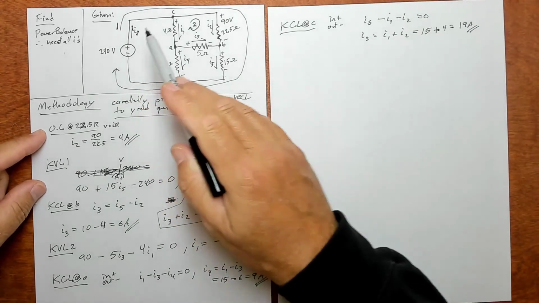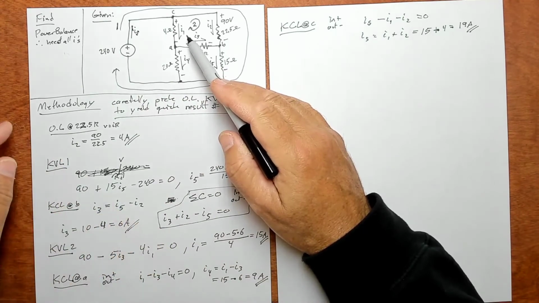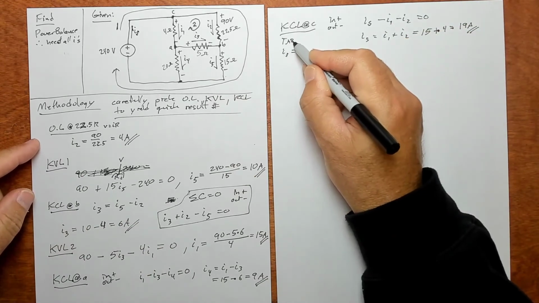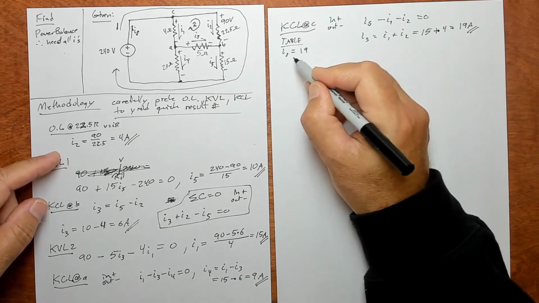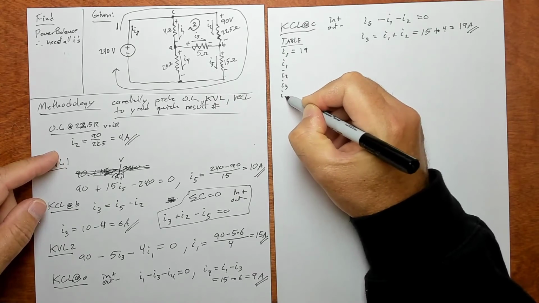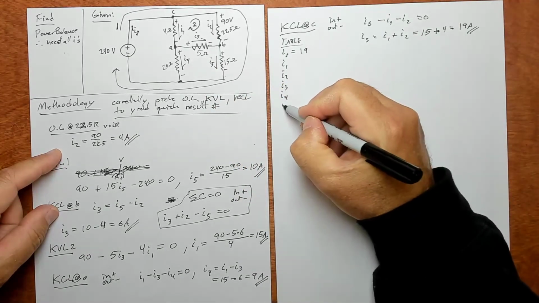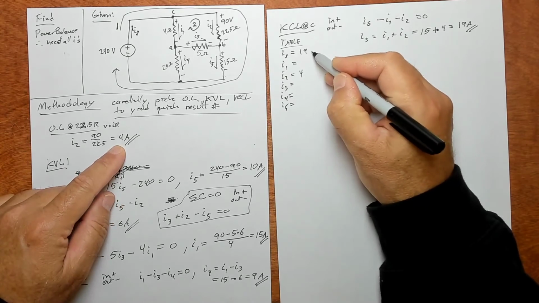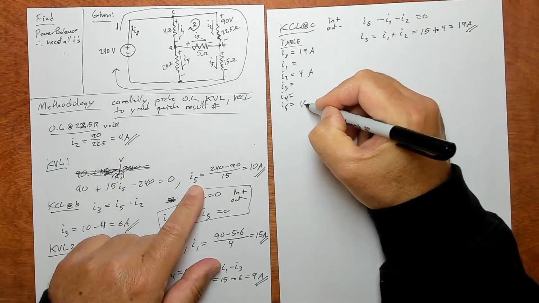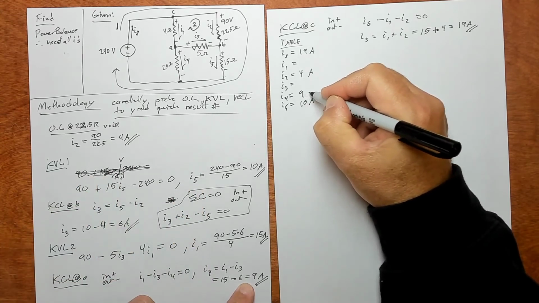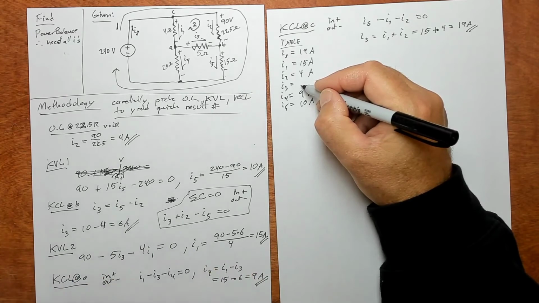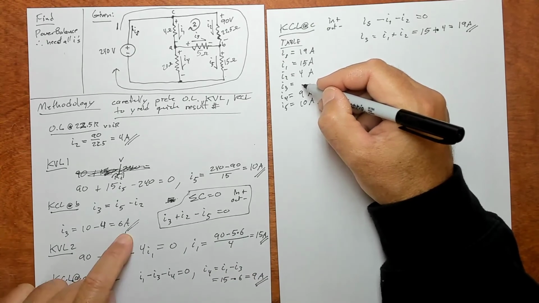We've got IS, we've got I1. I'm going to make a table because I've got too much stuff floating around here. So what we got so far: IS is 19, I1, I2, I3, I4, I5. I got all of these somewhere. So I2 is 4, there it is. I5 is 10 amps, I4 is 9 amps, I1 is 15 amps, and I3, where are you? Six amps.